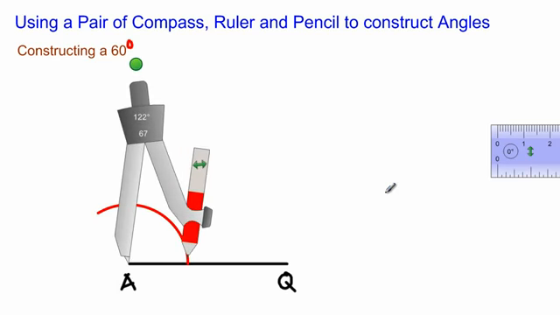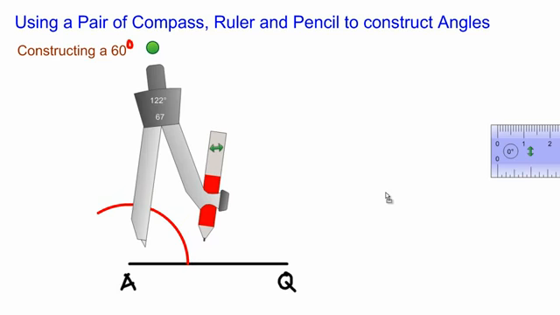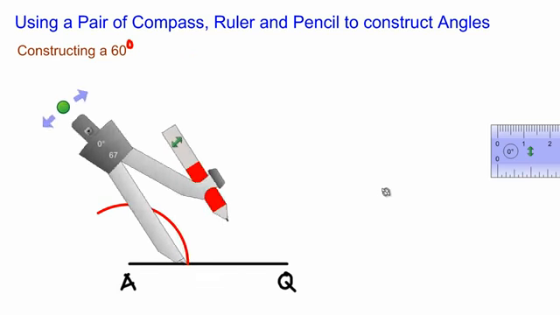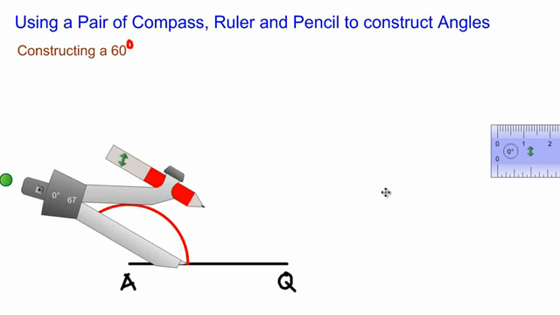From this point, I am going to swing an arc in that direction. After I've swung my arc, I am going to take up my compass. Please do not allow the radius of your compass to shift. You must maintain the same distance. Once you start working with a radius, you can't afford for it to shift. So I'm going to place my compass at the point where the arc that I swung first cut the line segment AQ.